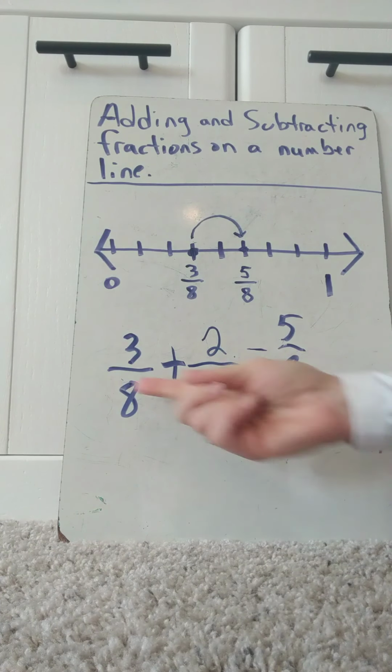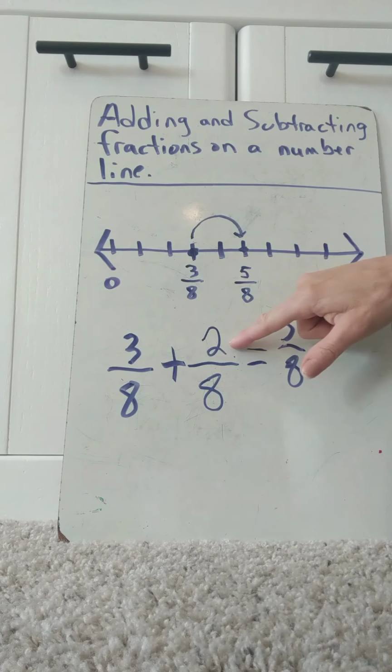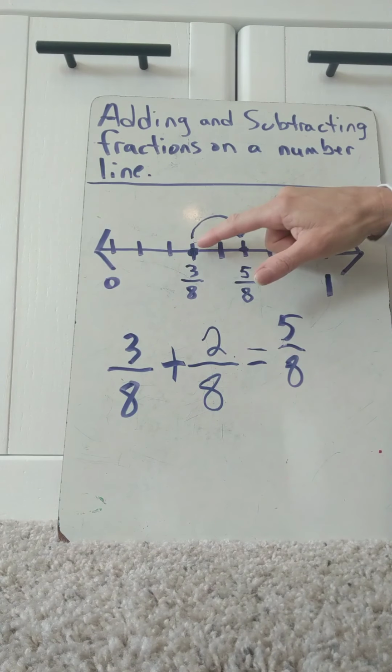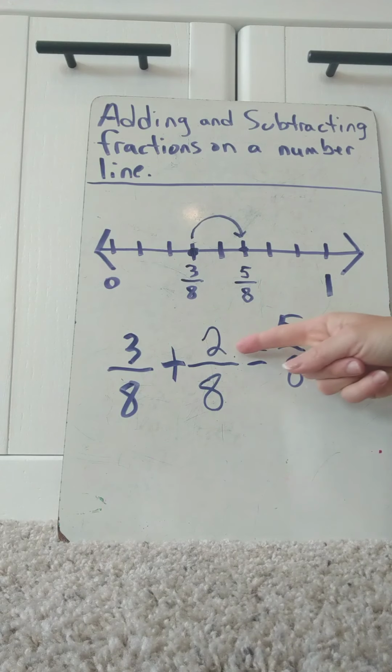Okay, so now we just wrote out our number sentence: 3 eighths plus 2 eighths equals 5 eighths. And if you look at the actual number line, you can see that it took 2 hops. Watch. 1, 2. So that's how you would write an equation using the number line.